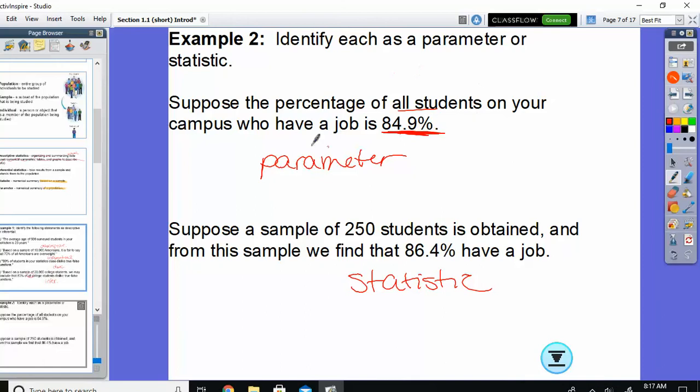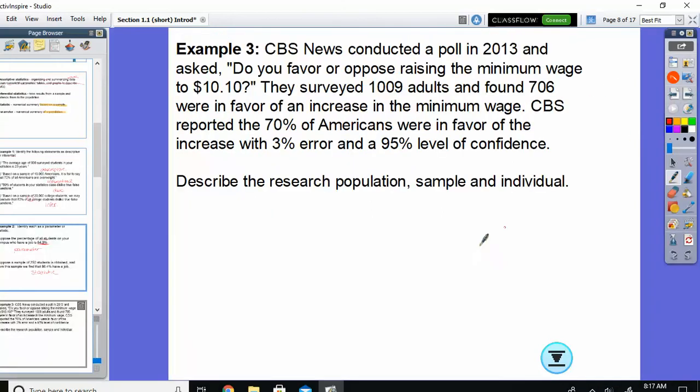Let's do one more example, kind of applying these definitions. CBS News conducted a poll in 2013 and asked, do you favor or oppose raising the minimum wage to $10.10? They surveyed 1,009 adults. So first of all, is that a population or a sample? We're talking about 1,009 adults. Do you think they want to know just about that group, or are they talking about everybody?